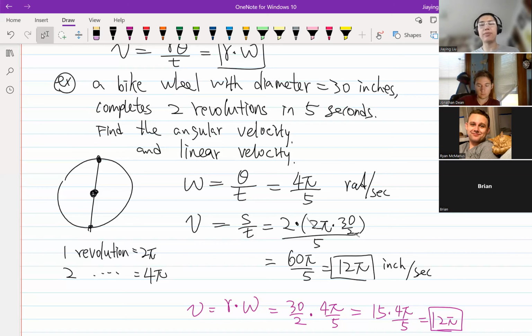Question? Yeah, go ahead, Brian. Is this upcoming exam going to cover everything since the last exam or the last quiz? Since the last exam, so that will be from section 4.2 all the way to section 5.2. All right, thanks.